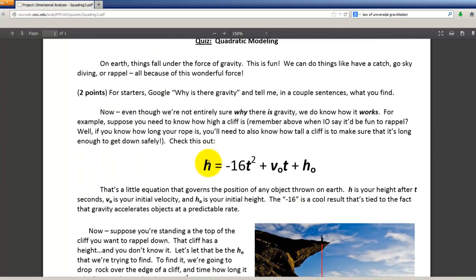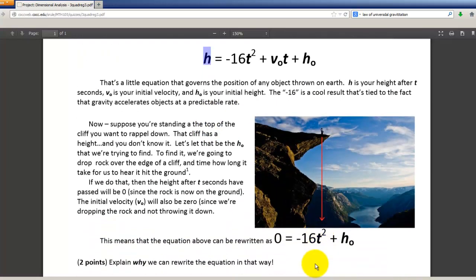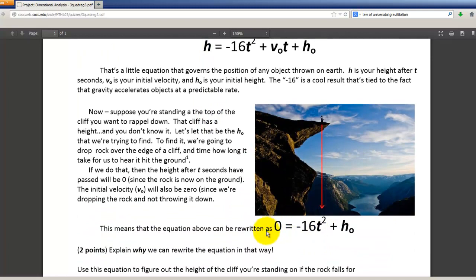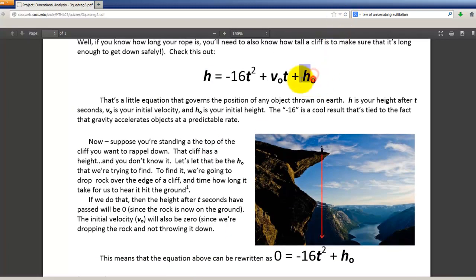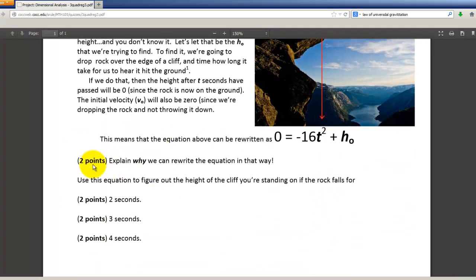Well, h will be how far it has fallen, and we want it to go all the way to the ground, which will be at 0. So we'll fall from some initial height h naught, which is some distance above the surface of the Earth, and we want it to fall until it's fallen all the way to 0, which means it has fallen the entire distance. V0 would be 0, because if we're not throwing it down, we're simply dropping it, it has 0 initial velocity, which means this whole term will vanish. So you're left with 0 equals negative 16t squared plus h naught. Beautiful. That was the explanation here.